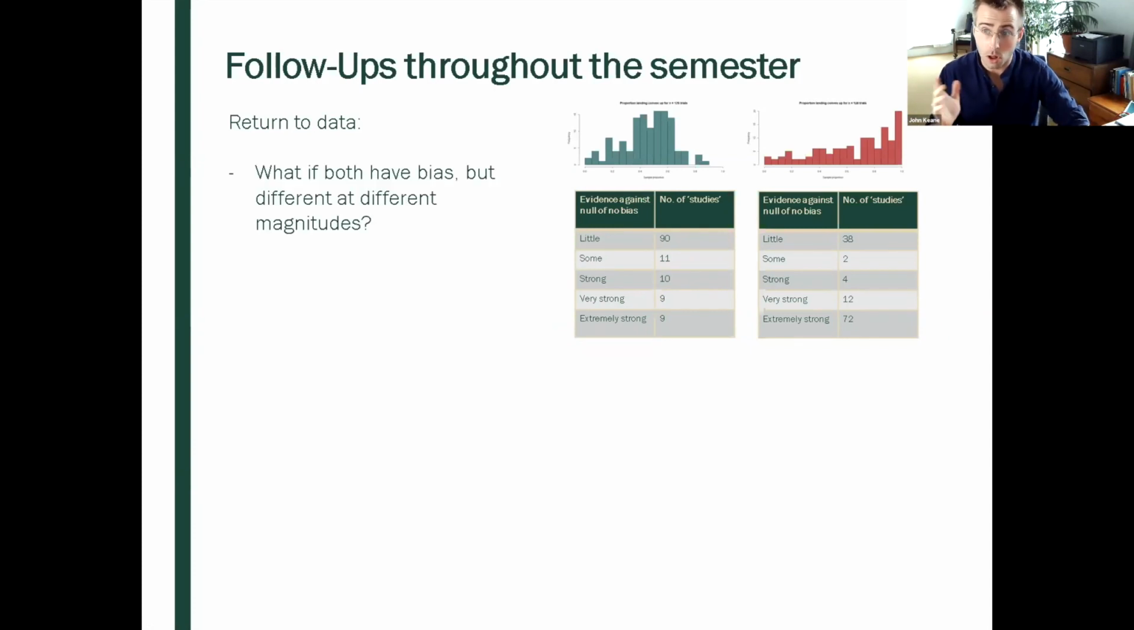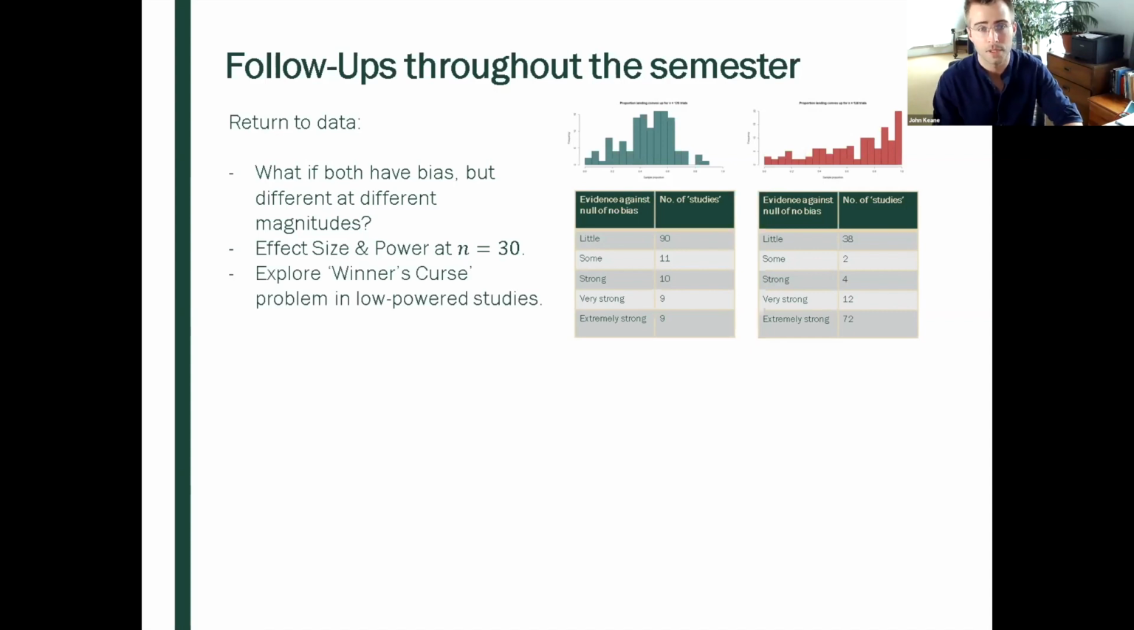For instance, we almost always return to this idea when we first talk about effect sizes. I make the argument that both a spun and flipped coin may have bias, but simply of different magnitudes. We discuss effect size and the idea of the power of a statistical test at n equals only 30. Additionally, we explore the problem of the winner's curse and other problems in low-powered studies, if that makes sense.